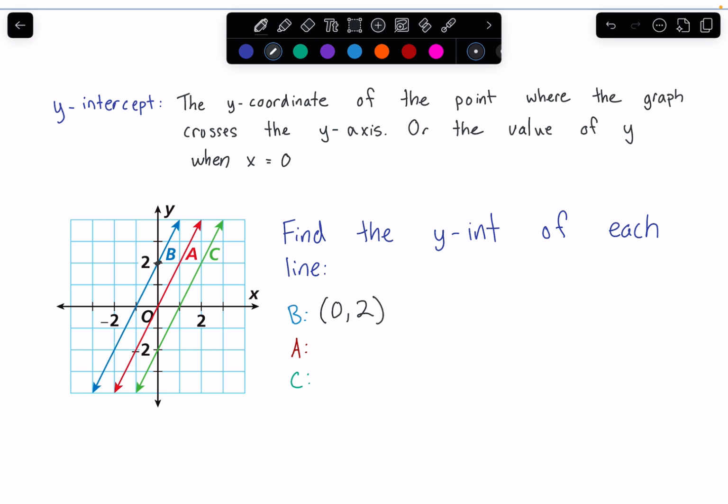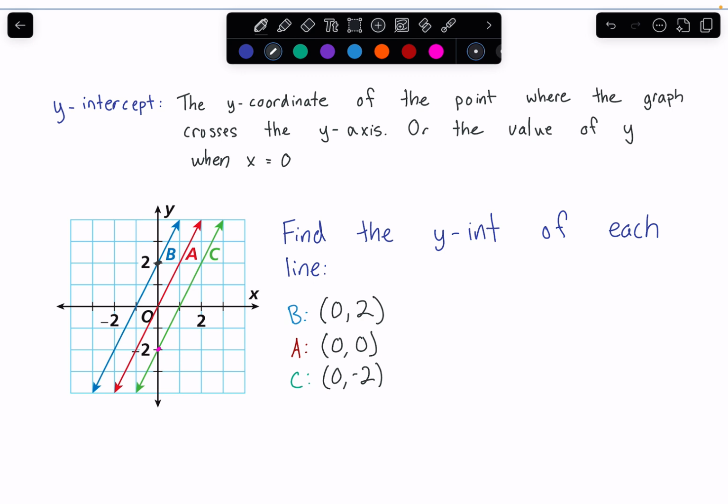What about A? When the x-coordinate is equal to 0, what is the y-coordinate? Well, we've gone over 0 and up 0. It crosses the line at the origin, 0, 0. That one's pretty easy. What about line C? When x is 0, so when we've gone left or right 0 times, 0 times this direction or 0 times that direction, what is the y-coordinate? Well, it's -2. So for line C, when the x-coordinate is 0, the y-coordinate is -2. All right, so now we found the y-intercept of each of those lines.